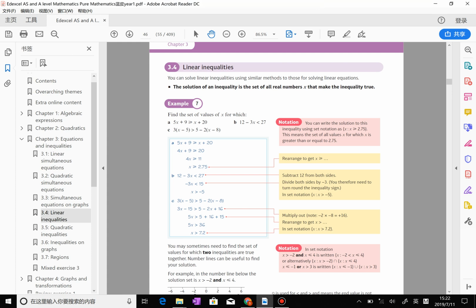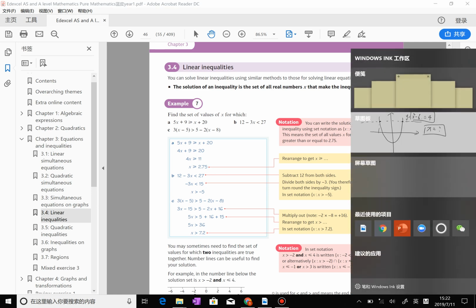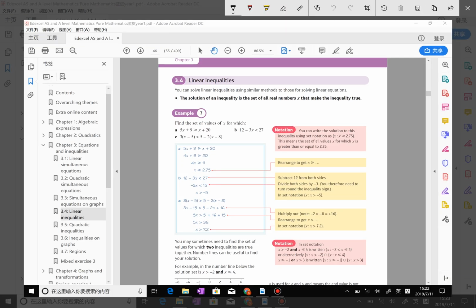Hello everyone, welcome back. For this session, we're going to learn 3.4 linear inequalities. We already know how to solve linear equalities, right? If we have an equation 2x plus 4 equals 9, what is x? X is 5 over 2, right? So if it's not an equality, it's an inequality. How do we solve that?